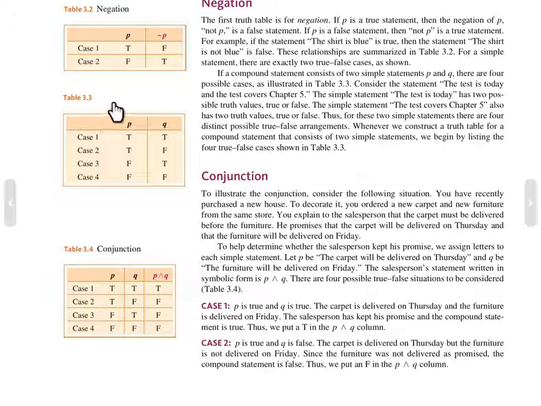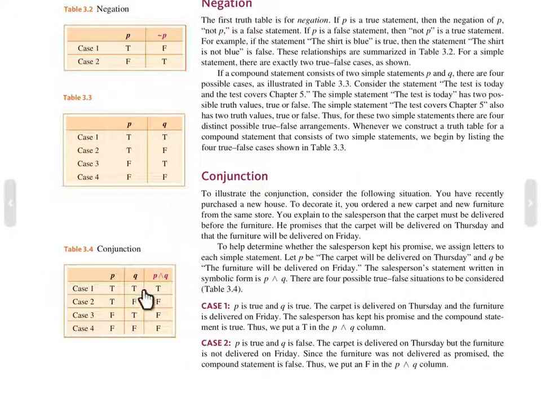And table 3.3 shows you what if you have two statements. Like, I'm going to go to the movies is one statement, and maybe another one is I'm going to buy some popcorn while at the movies. Well, the two statements could both turn out to be true. They both could turn out to be false. One of them could be true and the other false, or vice versa. So if you have two statements, there's four possible cases that could occur.